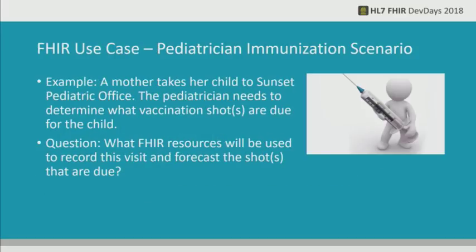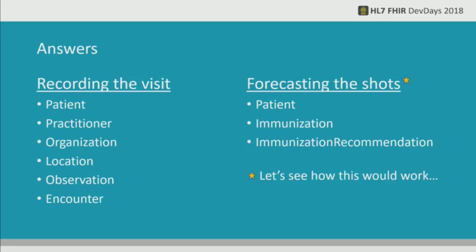So I have a little use case here that demonstrates the use of different FHIR resource types. This is a pediatrician immunization scenario. Imagine you have a mother taking her new child, maybe just a couple months old, to the pediatrician for a follow-up after the birth in the hospital, and the pediatrician wants to check what immunizations might be due for this child. So this is just a general question: what types of FHIR resources might we use to record the visit and to do that immunization forecast, to evaluate what immunizations or vaccinations might be needed?